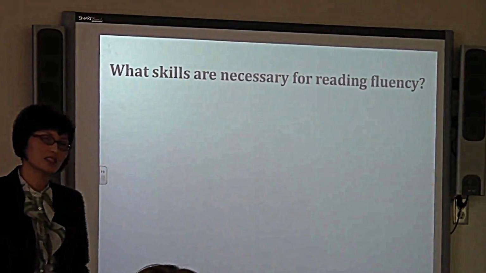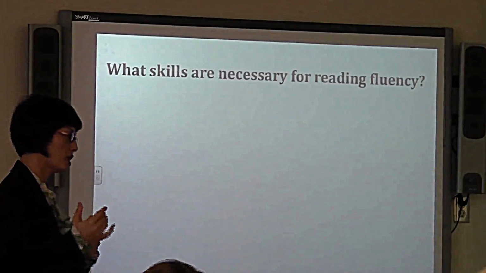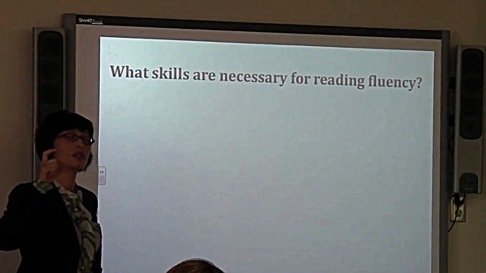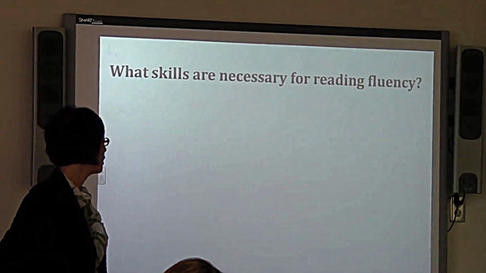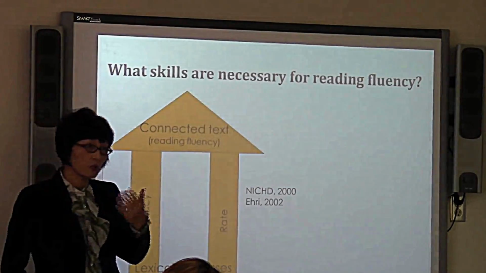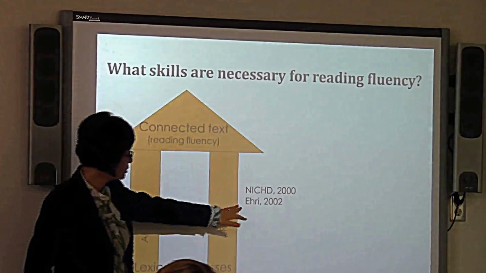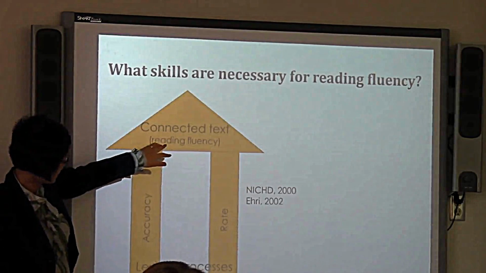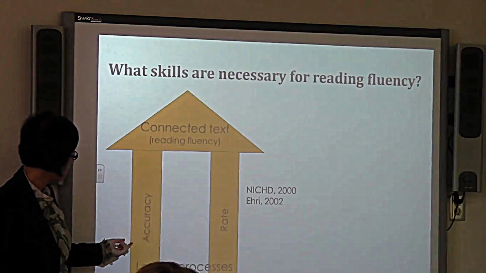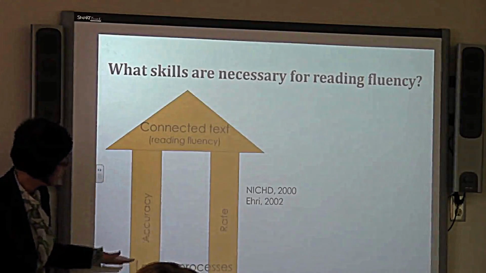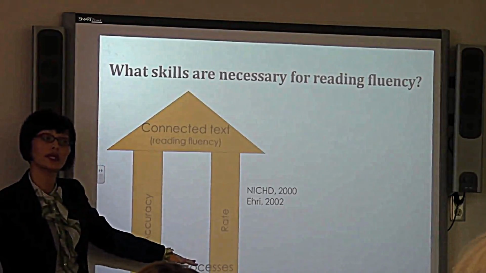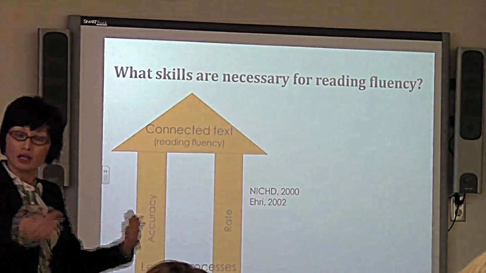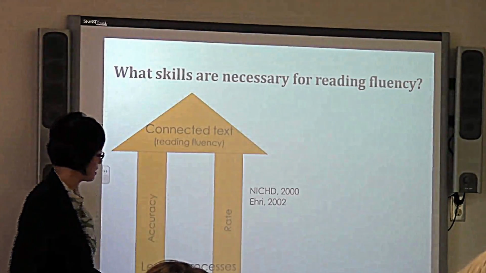So then the next question is, okay, I get it. That's why reading rate, recognizing words in context fast enough, is important. But what are some skills that contribute to reading fluency then? According to the National Reading Panel, NICHD 2000, and a very well-known scholar, Ehri, reading fluency, which is connected text reading, is built upon accuracy and rate at the lexical level, basically word reading in isolation. If you can read the word cat in isolation, of course you can read that word in connected text, right? So that makes sense.